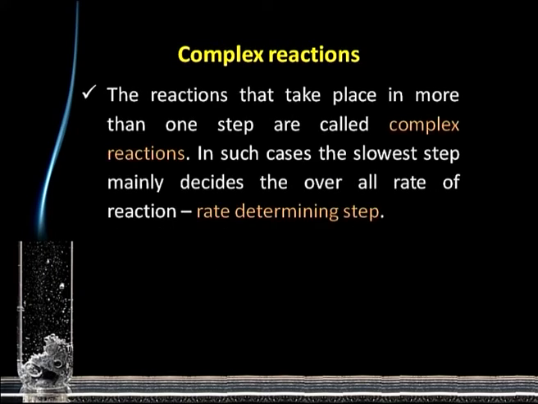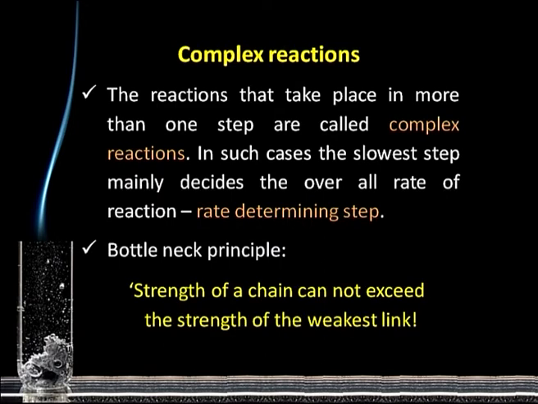So, we mentioned that most of the reactions take place in a number of steps. Such reactions are called complex reactions. In such cases, it is found that the slowest step decides the overall rate of reaction, and that is why that step is called the rate determining step. We can use the bottleneck principle to explain that. Strength of a chain cannot exceed the strength of the weakest link in a chain.